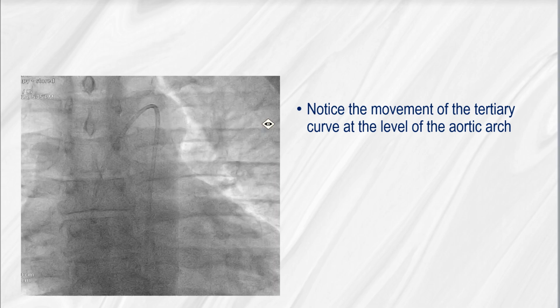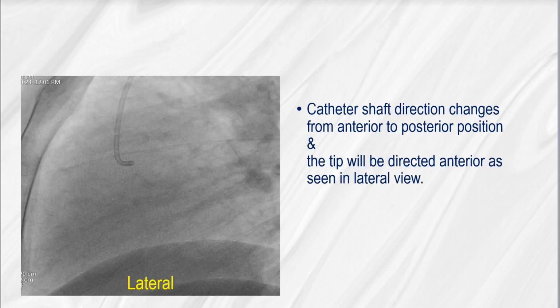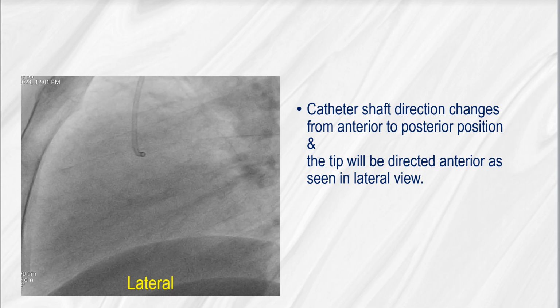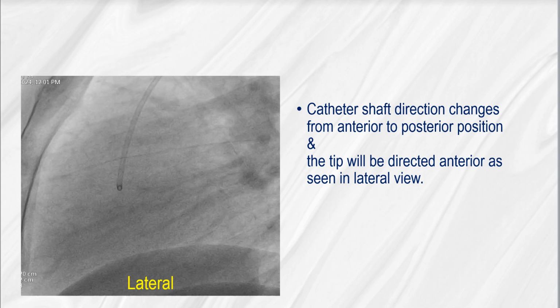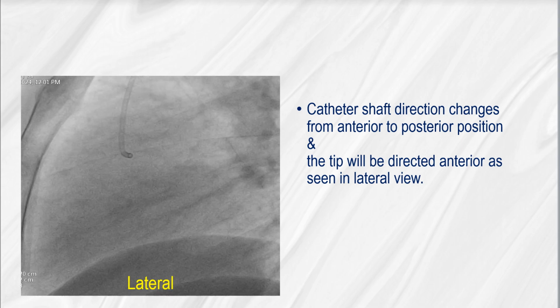Notice the movement of the tertiary curve at the level of the aortic arch. The catheter shaft direction changes from anterior to posterior position, and the tip will be directed anterior, as seen in the lateral view.